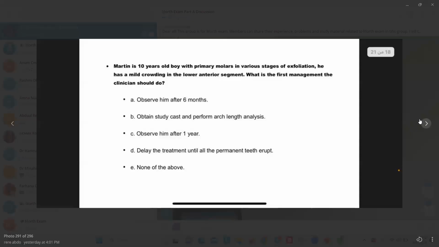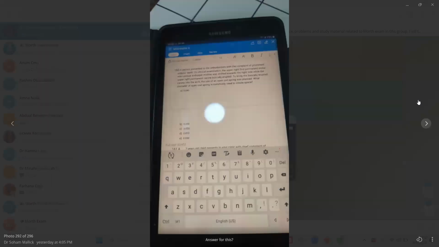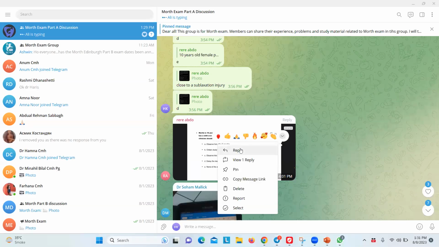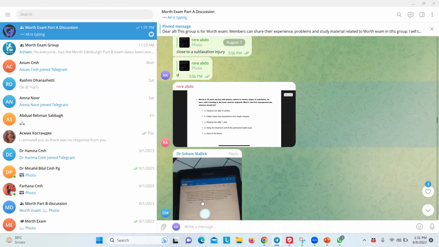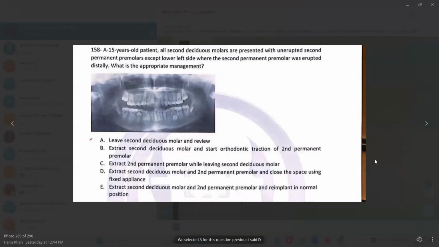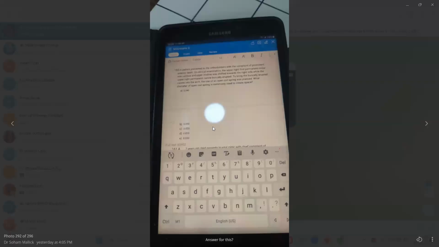So this Martin is a 10-year-old boy with primary molars in various stages of exfoliation. He has mild crowding in the lower anterior segment. What is the first management the clinician should do? There's nothing here. Observe him for 6 months. Yes. What else can be the option? Yes, there's nothing in the scenario. It's the D, like what they are in the diameter.